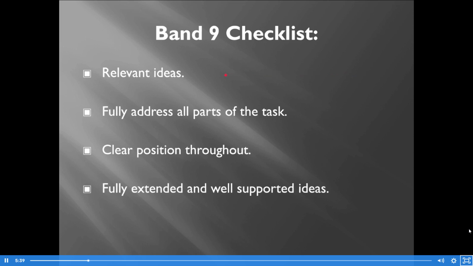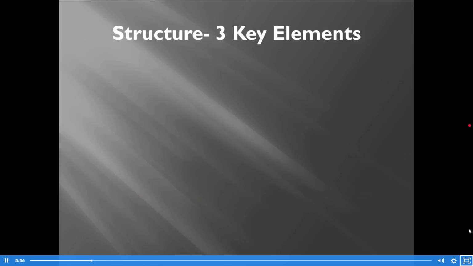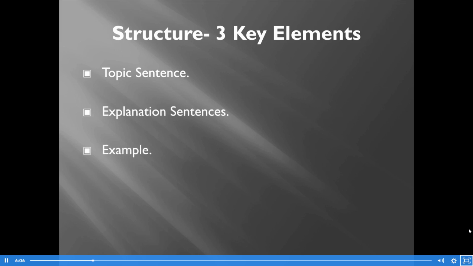So you should be able to look at your main body paragraphs and say, yes, my ideas are relevant, yes, my main body covers all parts of the task, I have a clear position in my main body paragraphs, and they are fully extended with explanations and examples. So the structure we use for our main body paragraphs contains 3 key elements. The first is your topic sentence, the second is your explanation sentences, and the third is your example.